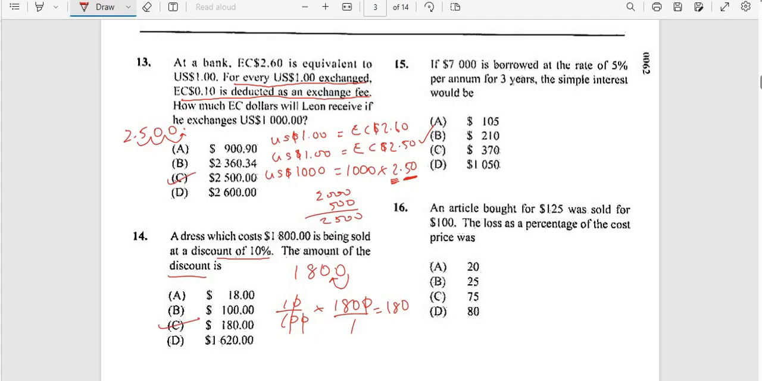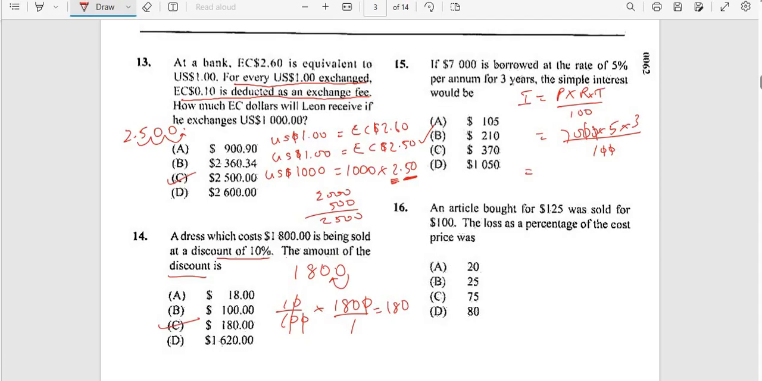$7,000 is borrowed at a rate of 5% per annum for 3 years. Simple interest will be what? Well, simple interest is going to be I equals PRT over 100. That's principal times the rate times time, over 100. So if you look at the principal, which is 7,000, you multiply that by the rate, which is 5, and the time taken is 3 years. Cancel off the zeros. That's divided by 100. And we're left with 70 times 5. Now, 70 times 5 is what?